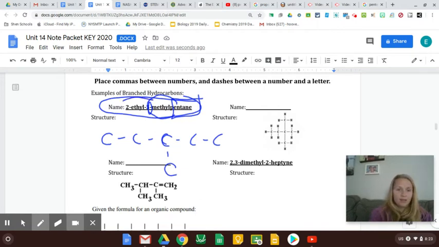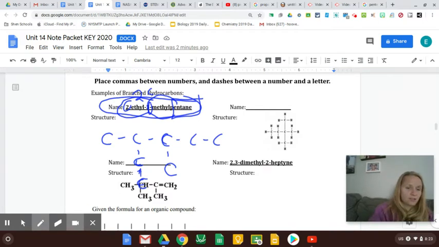And then there's going to be an ethyl group. That means 2 C's off of the second carbon. So I could draw that. If I didn't have enough room, I could draw it up instead. A little messy, sorry. And that's it.